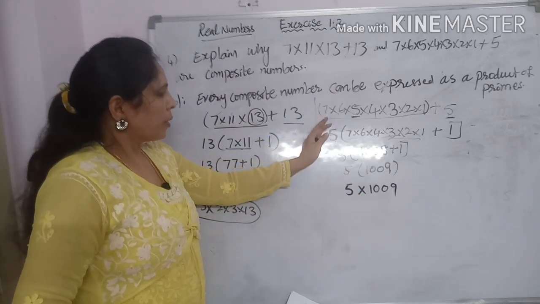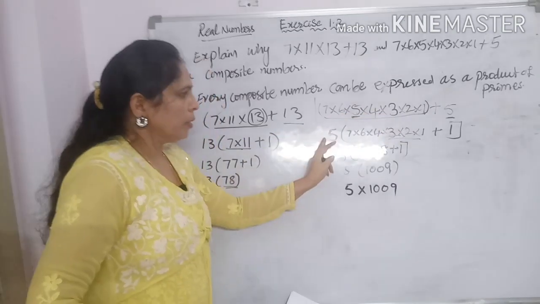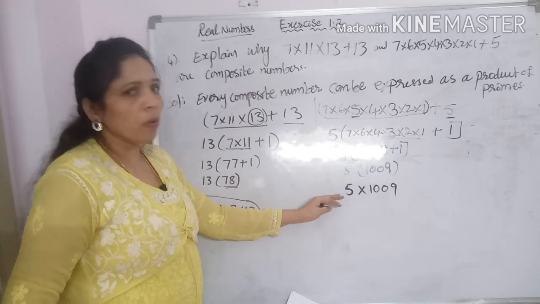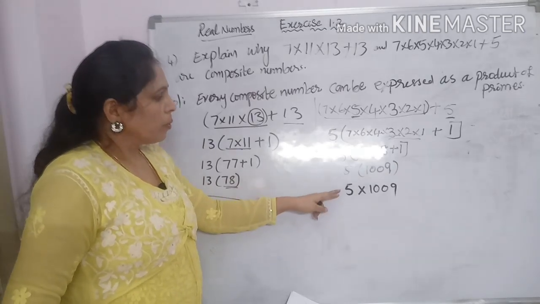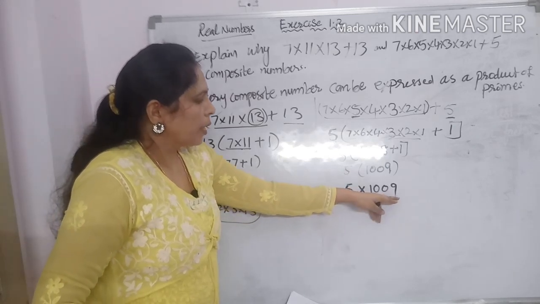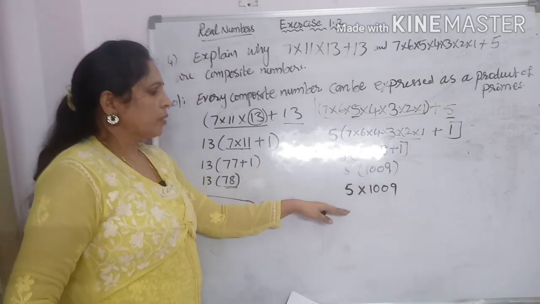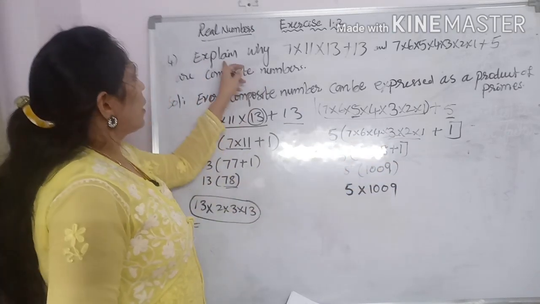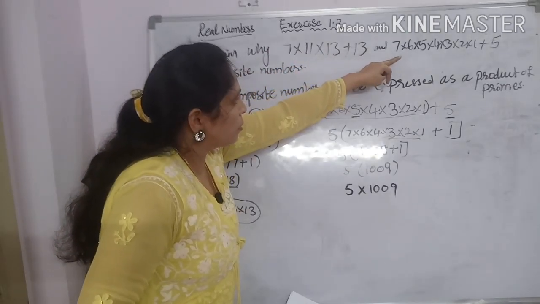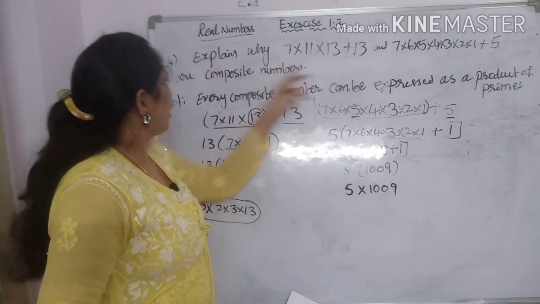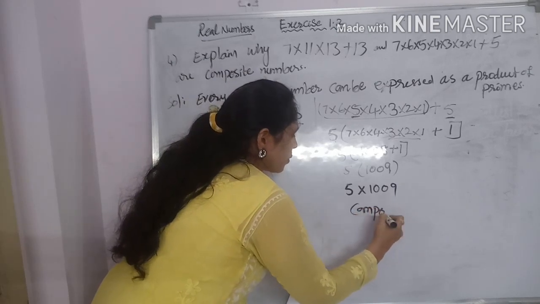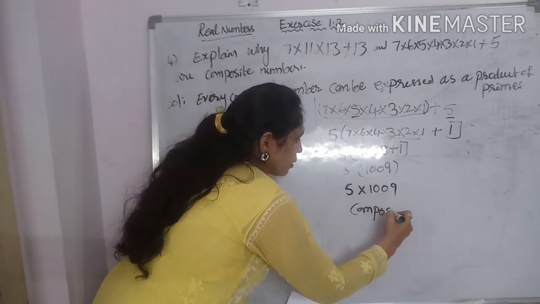So when you are taking this 5 as common, we know it's a composite number. A composite number has more than 2 factors. More than 2 means here 1, 5, 1009 and this whole number. So that's why it's a composite number. So 7 into 11 into 13 plus 13, and 7 into 6 into 5 into 4 into 3 into 2 into 1 plus 5 are composite numbers. So the given is a composite number.